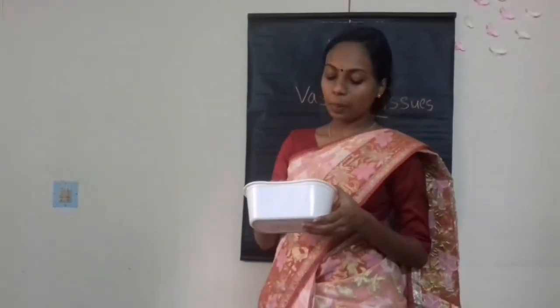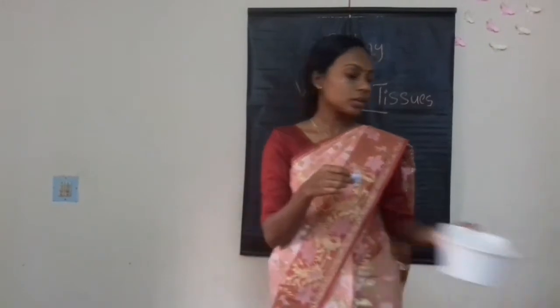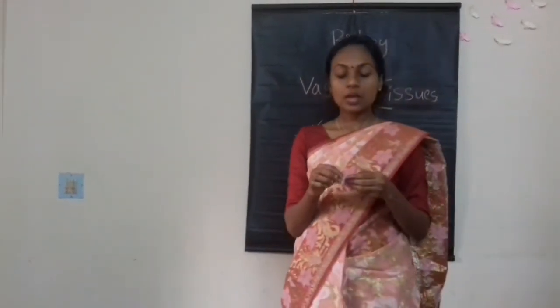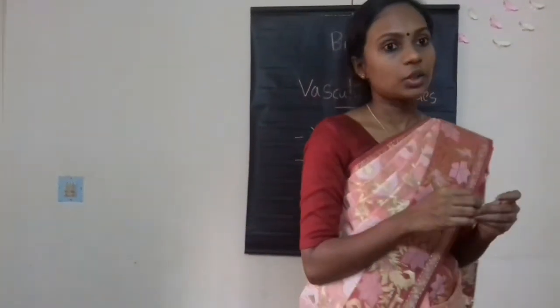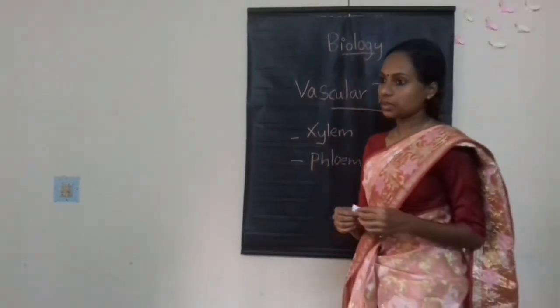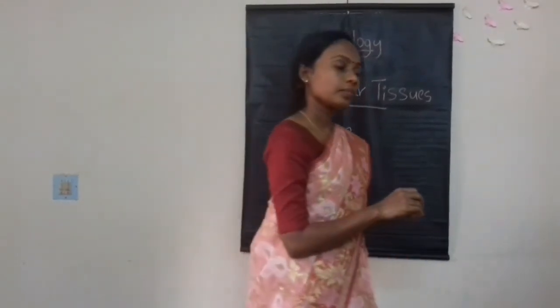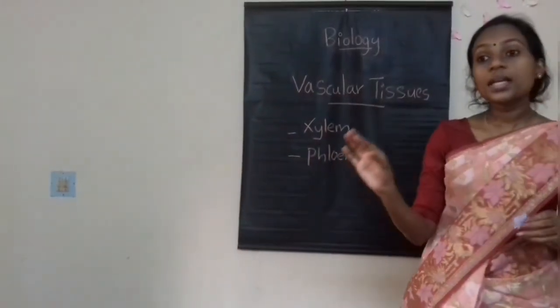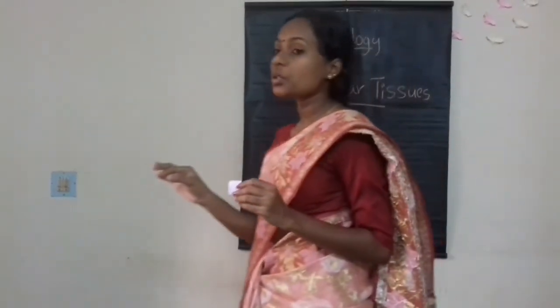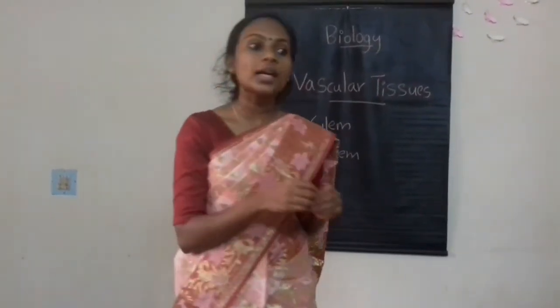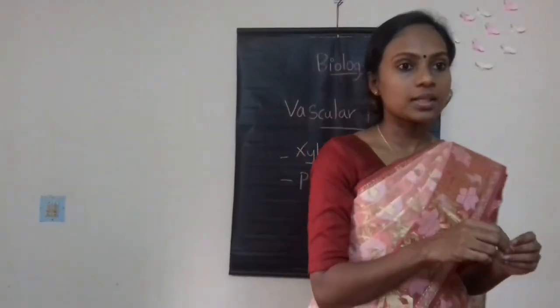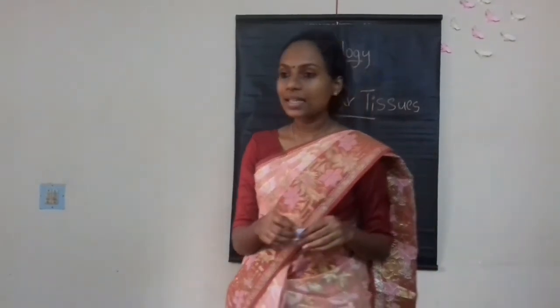Next is vascular tissues. Frame a question for the word vascular tissues. The answer should be vascular tissues. Okay. What will be the question? Which is the tissue found in plants for conducting water, food and minerals? Then the answer you will get is vascular tissues. Okay? Is that clear?